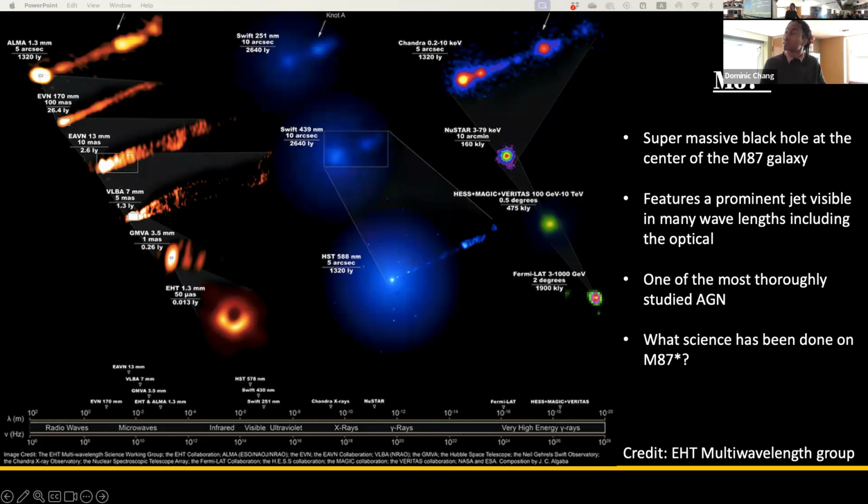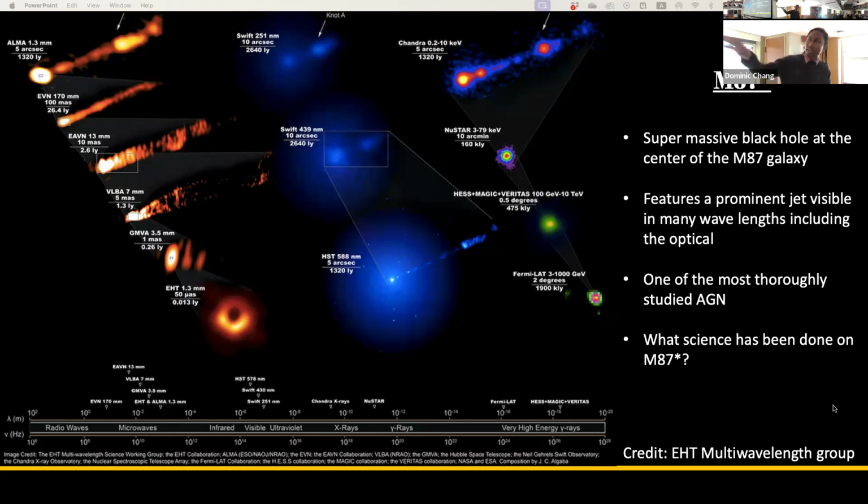Yeah, so eventually, so let me start back. This is an image of M87, depicting M87 observed at many wavelengths. This is from the multi-wavelength group of the EHT, so it's a nice summary of the different observations of M87 that you can see. The point being is that eventually you get to the EHT wavelengths at which you can see the shadow of M87, and this is depicting the near horizon. This is really the near horizon physics of M87.